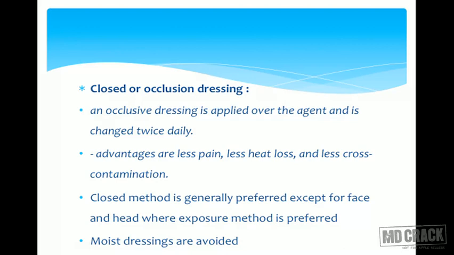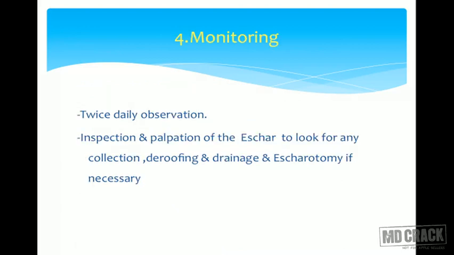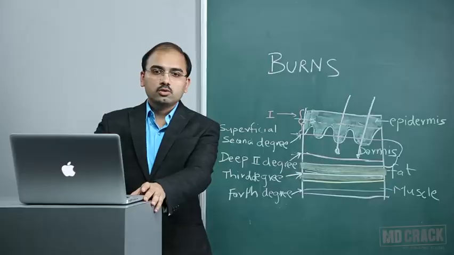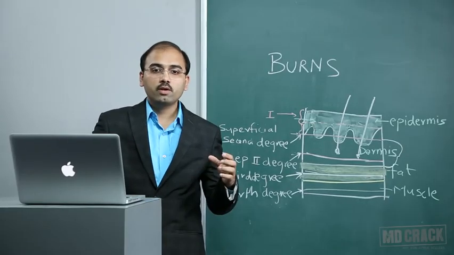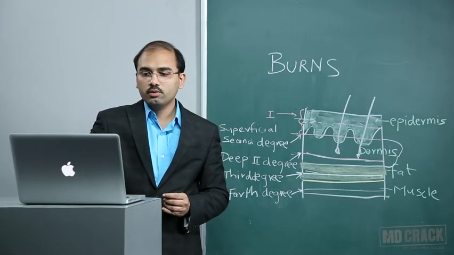Moist dressings are avoided. Generally, the dressings which are applied after soaking in saline or betadine solution, povidone iodine solution, are avoided. Next, you have to monitor this patient. Twice daily observation with inspection and palpation of the eschar to look for any collection, deroofing and drainage, and escharotomy if necessary. So eschar should be monitored. The peripheral limb circulation should be monitored regularly.